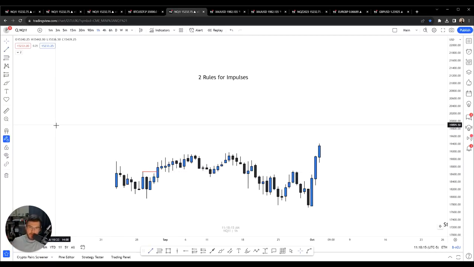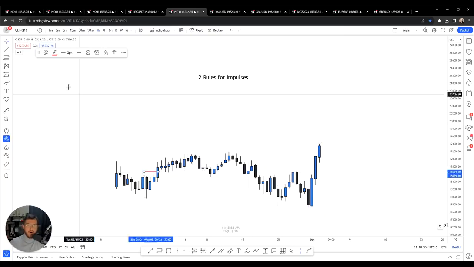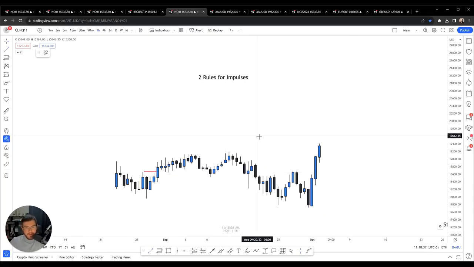But a candle closure is not enough. So that leads us into rule number 2, which is that we need to see a big push after structure has been taken, right? Not on the way to it, but after structure has been taken, okay? The key here is that if you don't see this big push, you're not looking at this as a valid impulse, and you're not looking at it as something that's likely to continue.